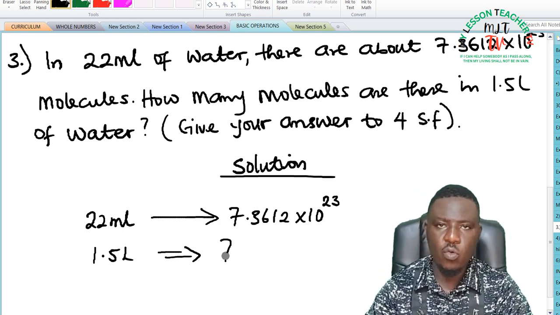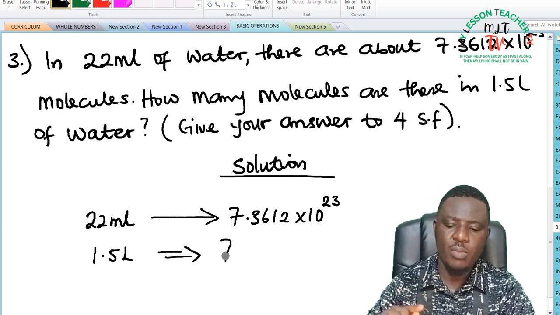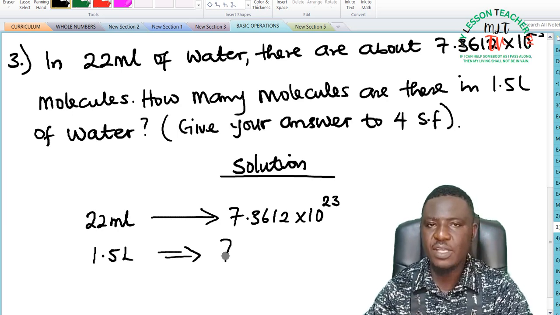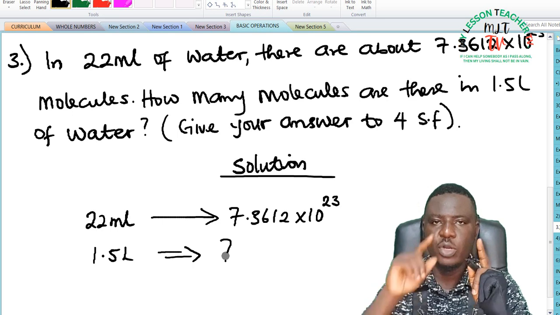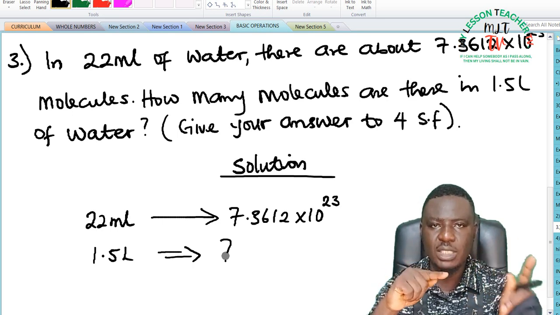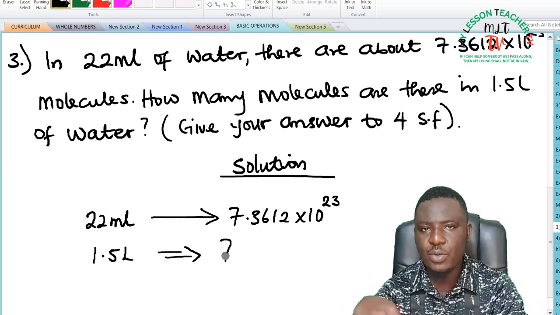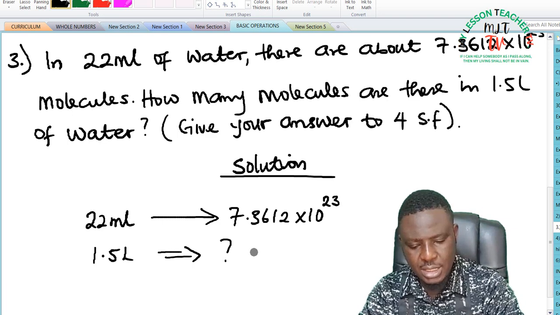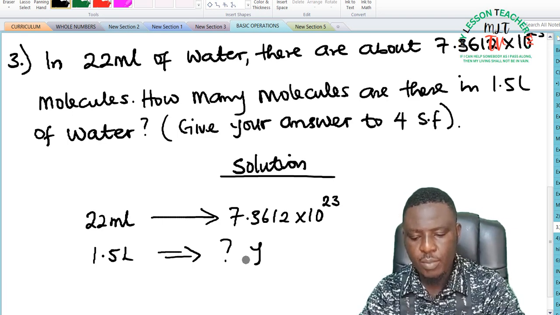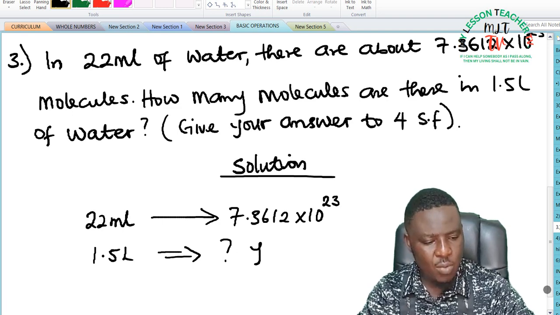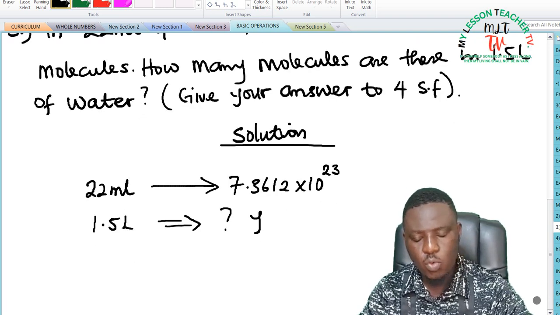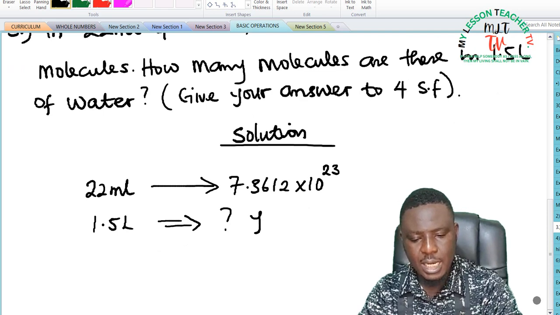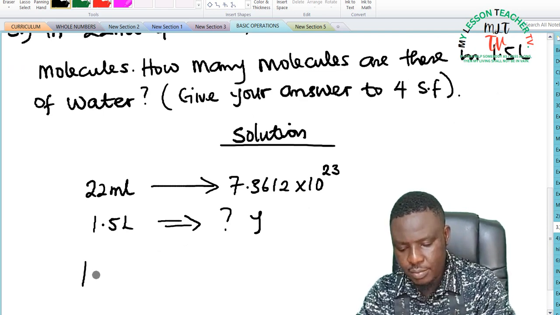We have to know first and foremost how many molecules we'll have in 1 liter. If we know the quantity of molecules we have in 1 liter, then we shall know how many we have in 1.5 liters. So I'll say let the quantity we have in 1.5 liters be Y. But first and foremost, let's get how many molecules we have in 1 liter.